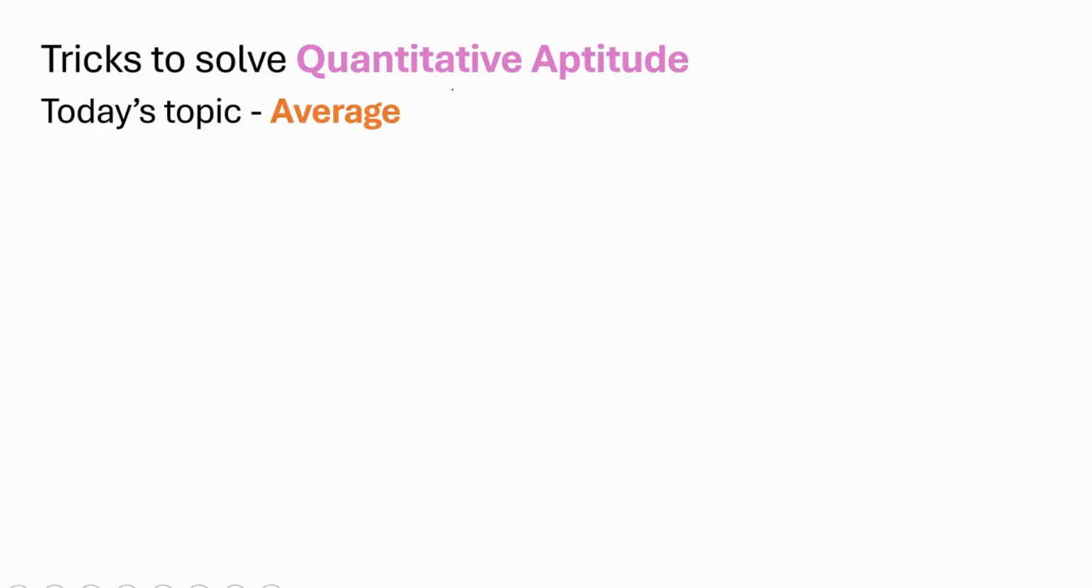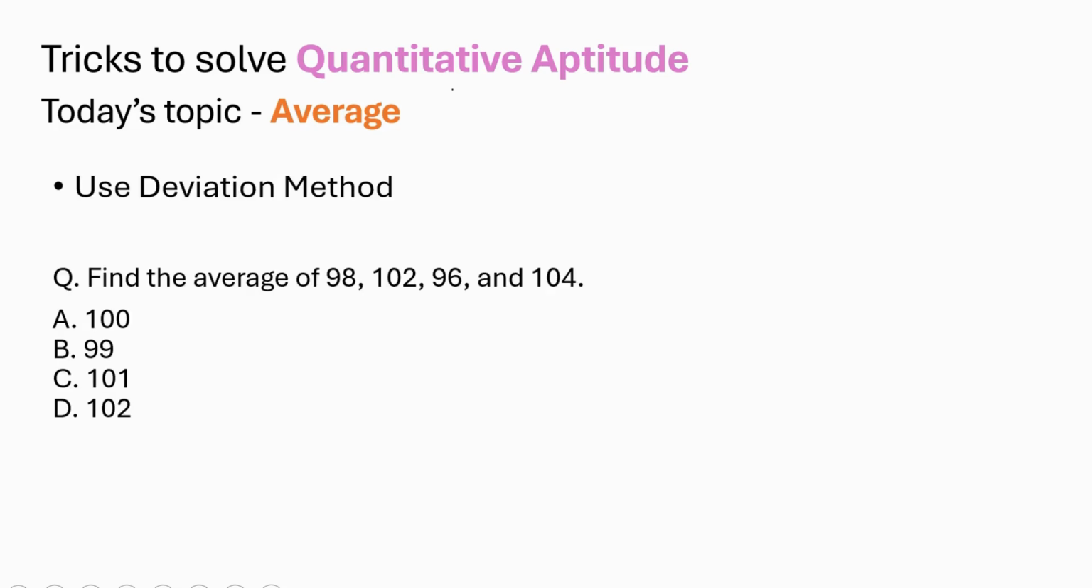So in this video, I'm going to share with you some tricks and tips related to the average topic so that you can solve your average related questions quickly as well as correctly. So the first trick is to use the deviation method. Yes, so in your exam, if you find a question where some numbers are given and you need to find the average, and in the options the average is given, use the deviation method.